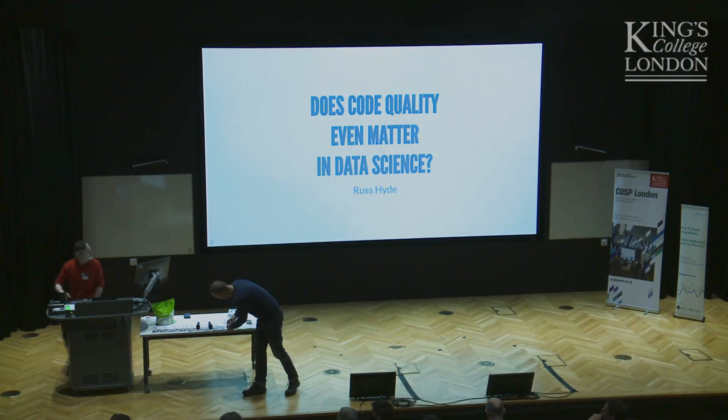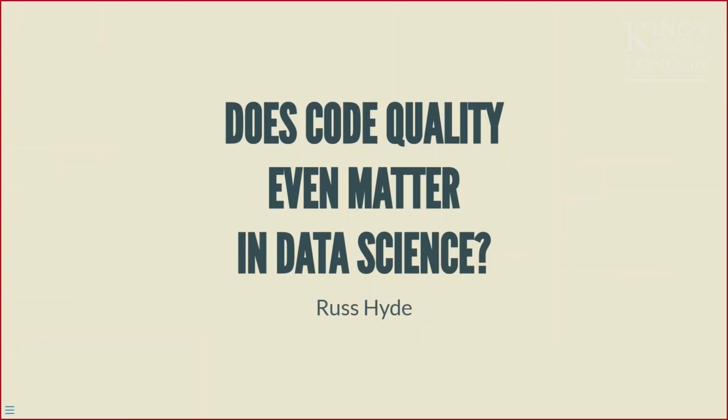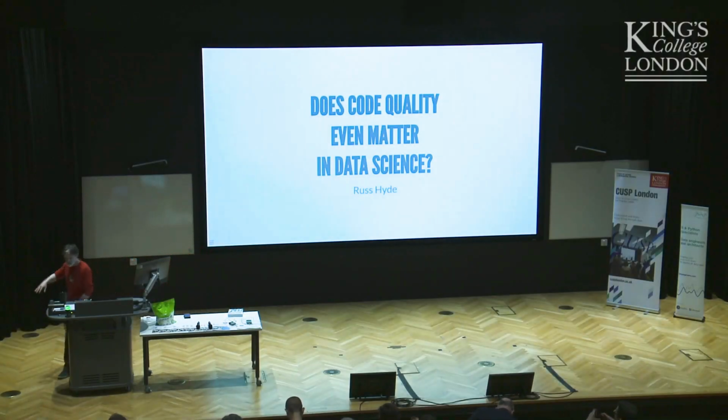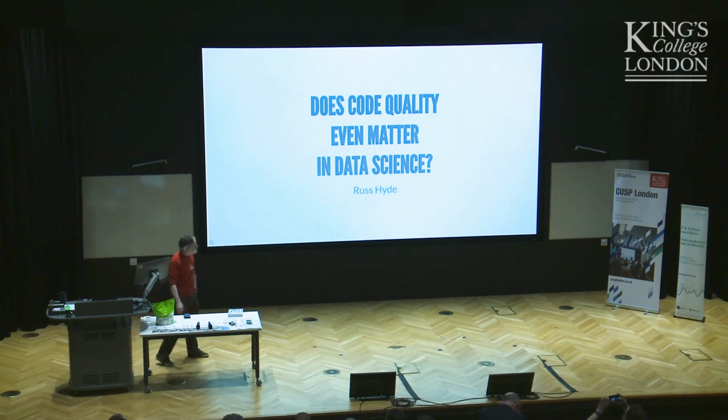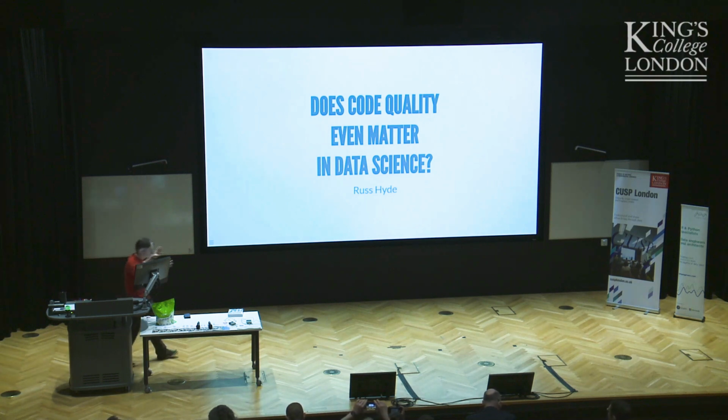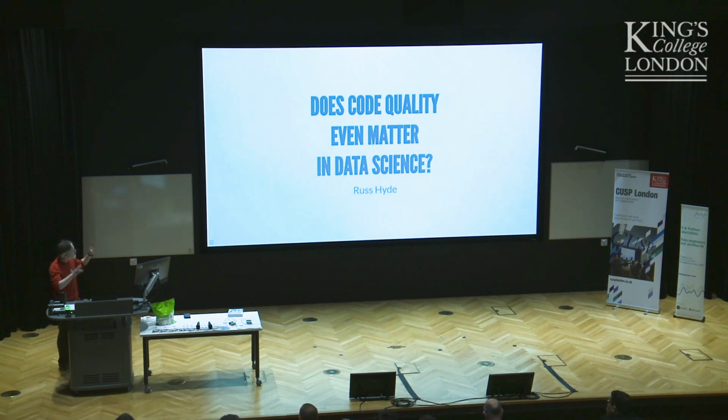So my talk today is about code quality and whether that actually matters in a data science setting. Code quality is quite a subjective topic in software engineering, and there are many very opinionated tomes out there that you can read on this subject. But data science itself is not particularly well defined as an approach, as a tool set and things like that. So this is a subjective thing about a moving target.